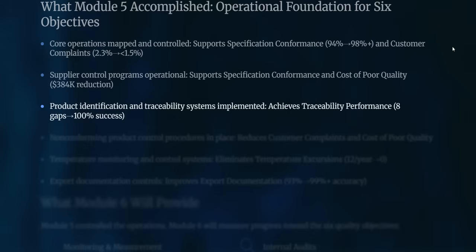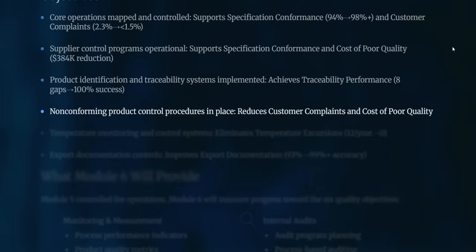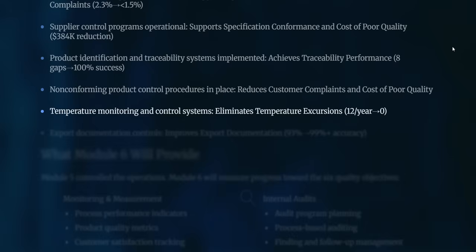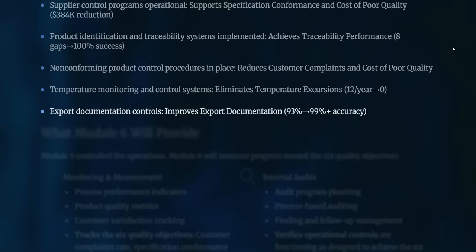Product identification and traceability system have been implemented and will improve traceability performance from 8 gaps per year to zero. And then non-conforming product control procedures have been put in place to reduce customer complaints and cost of poor quality. And then temperature monitoring and control system have been implemented to eliminate temperature excursions, which are 12 annually currently. And then export documentation controls improve export documentation accuracy from 93% to 99%.